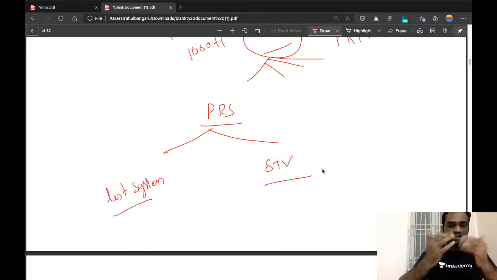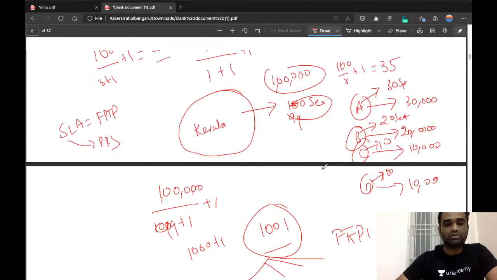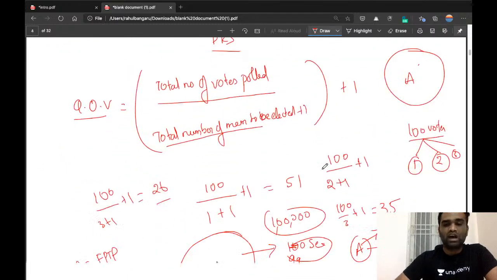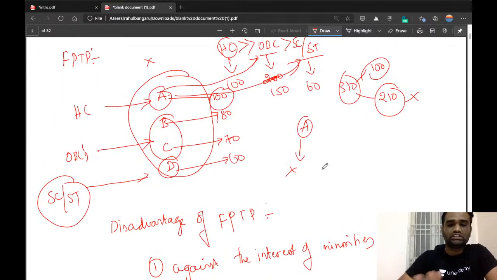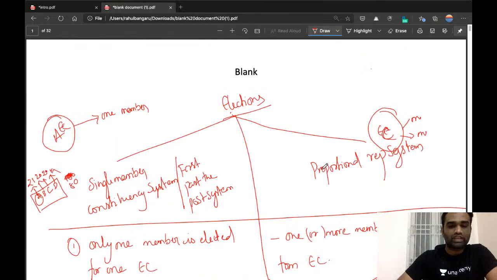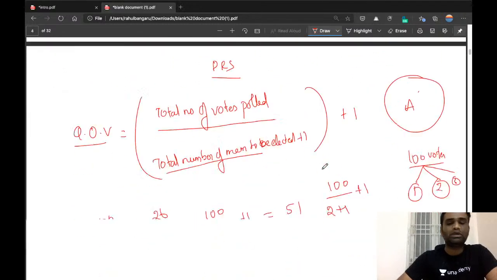Before moving on to discussing these different types of proportional representation system, if you have any doubts so far, please ask your doubts, everyone. So far I have explained how quota of votes works for the proportional representation system and how the first past the post system works. If you have any doubts, please ask. I will give you 1 minute to ask your doubts.